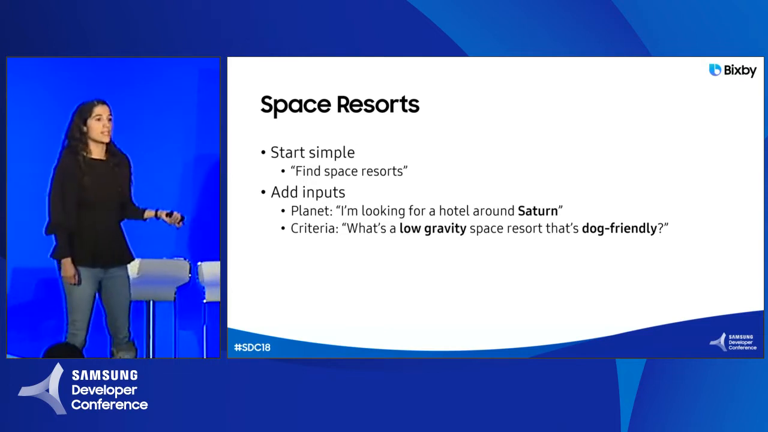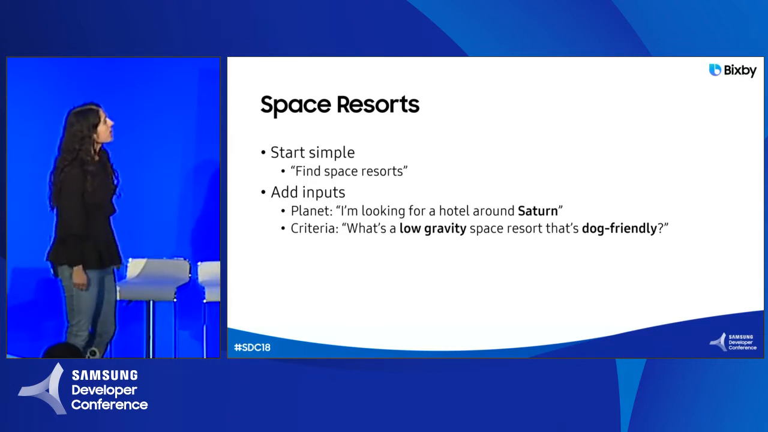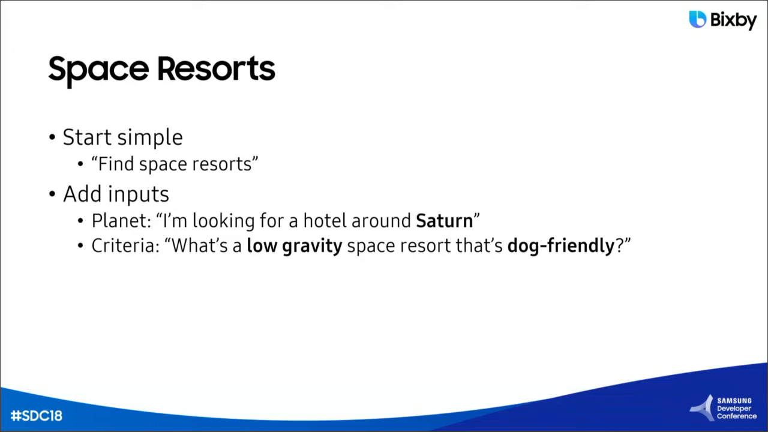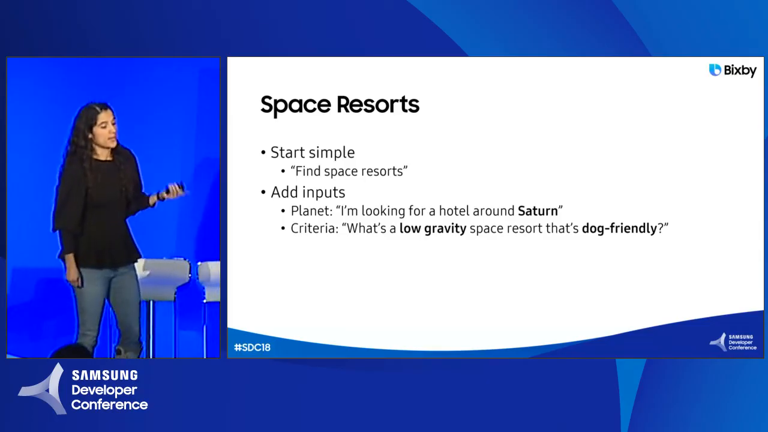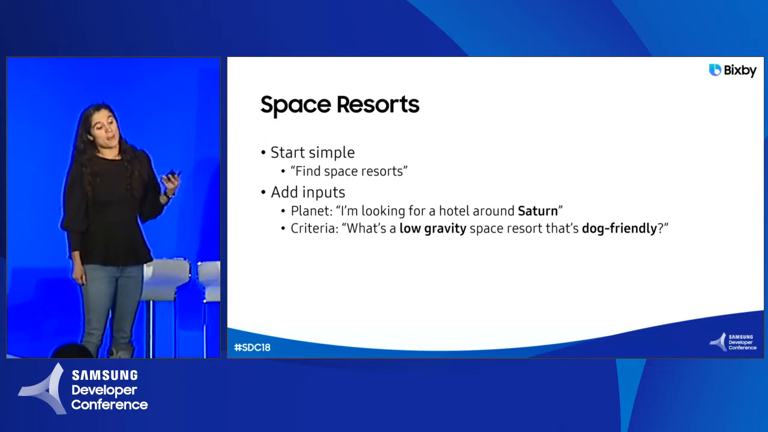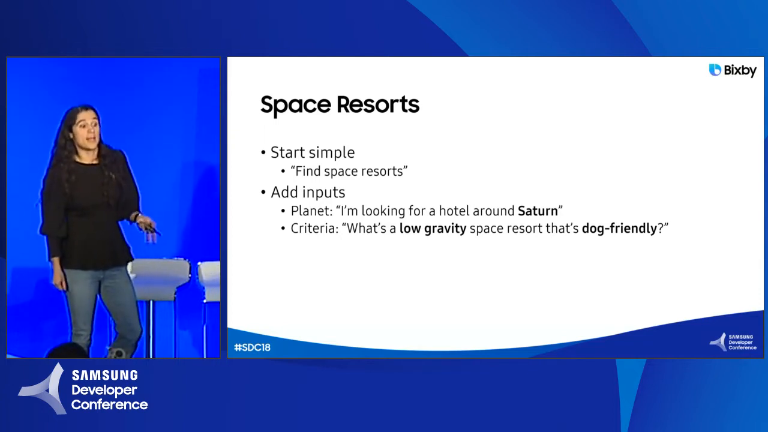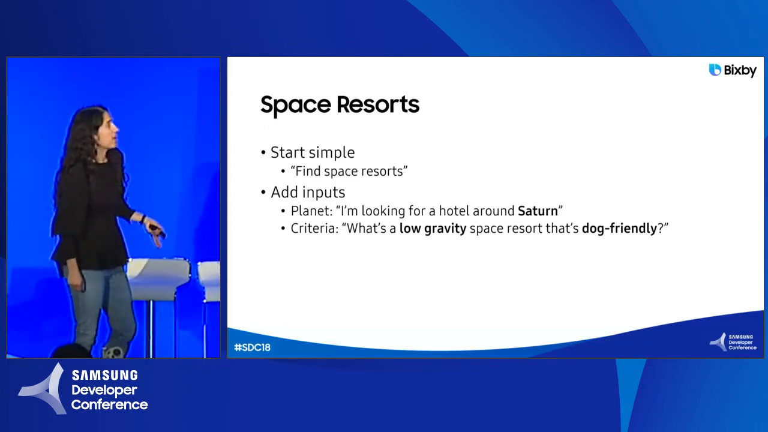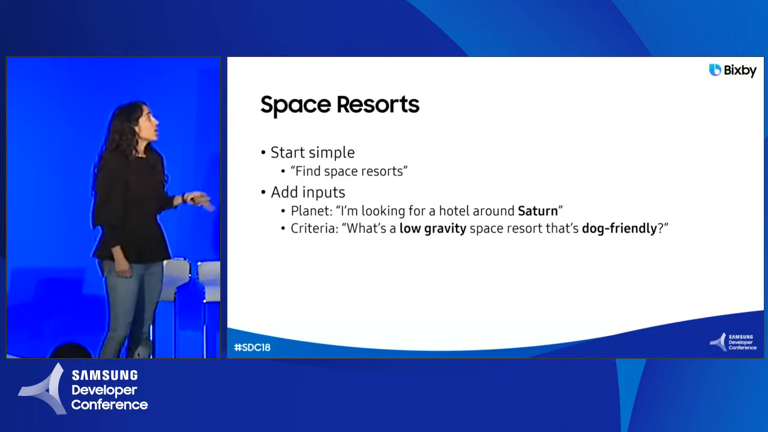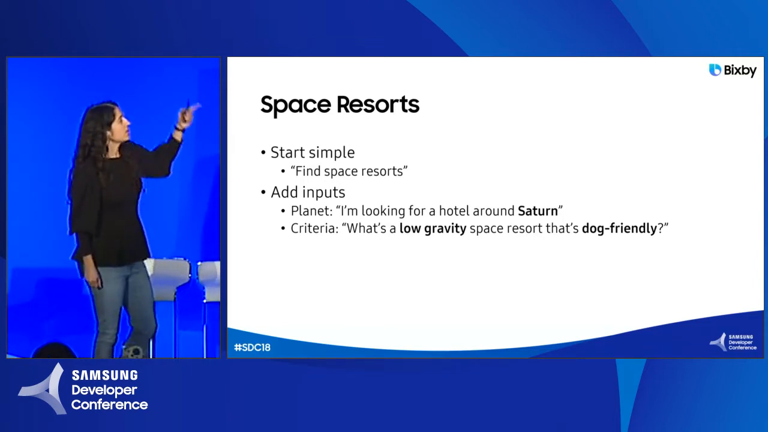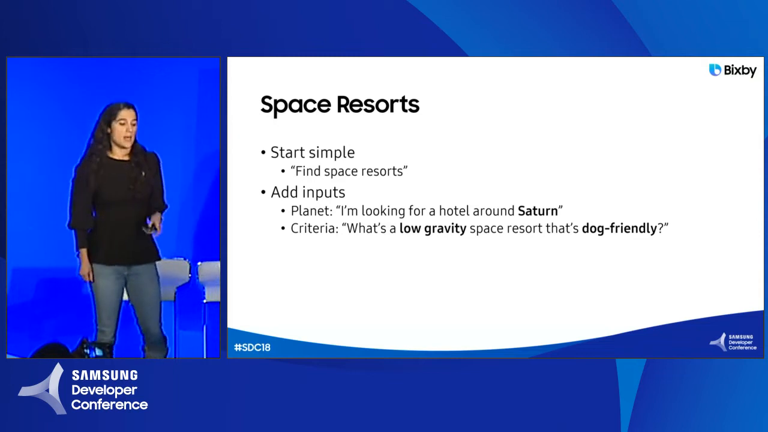So here are the use cases we're going to build around today. We're going to start simple, with finding space resorts being our theme, and then we're going to enable users to filter those resorts and search by specific criteria, like searching by planet or by hotel amenity. So in the end, the user will be able to say something like, what's a low-gravity space resort on Saturn that's dog-friendly, for example?